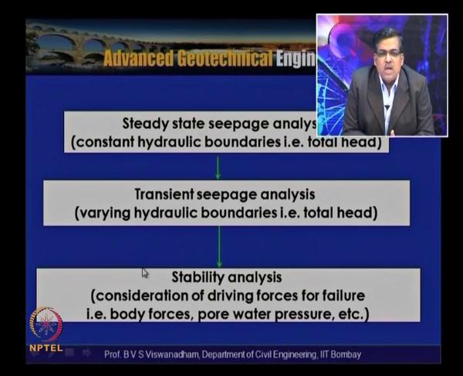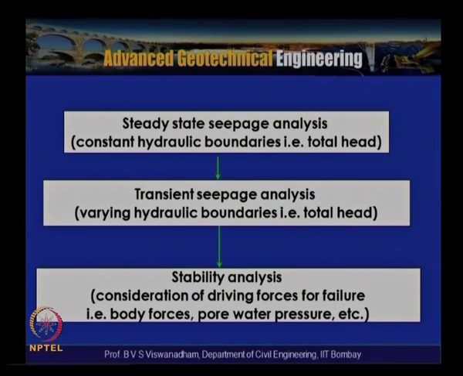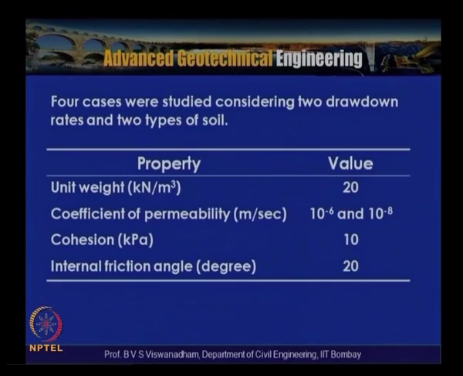So, the flow chart involves first the steady state seepage analysis, and constant hydraulic boundaries, total height, and transient seepage analysis, and then the stability analysis, with consideration of driving forces for failure, body forces, and pore water pressure. The properties considered are: unit weight for the slope is 20 kN per meter cube, coefficient of permeability is 10 to the power of -6 and 10 to the power of -8 meter per second, and the cohesion is about 10 kilopascals and internal friction angle is 20 degrees. So these are drained parameters.